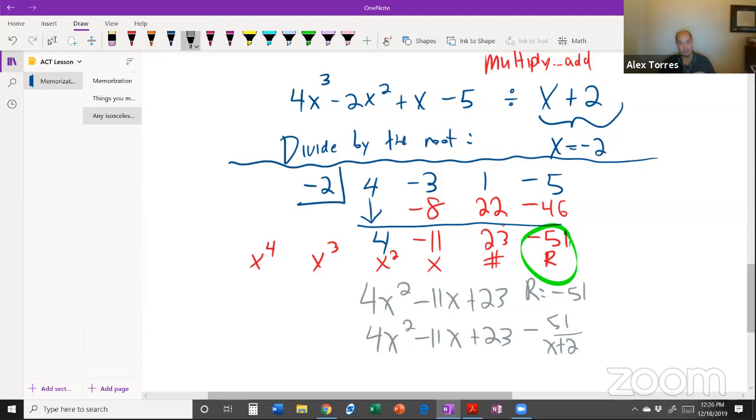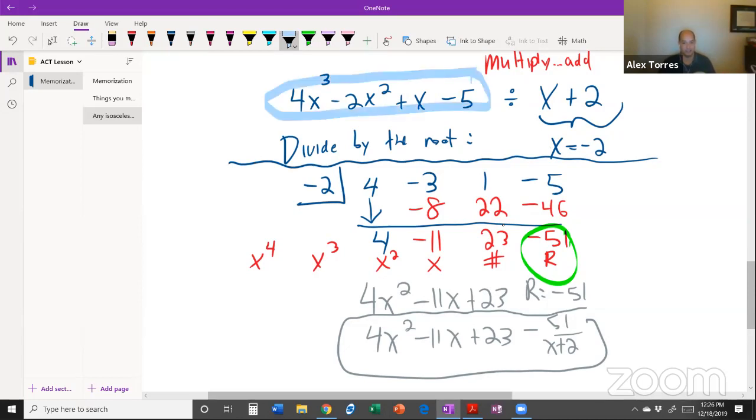So what are we saying? We're saying that this polynomial that we just got, when you multiply that by x plus 2, you would get this. You'd get the answer. So multiplication and division are obviously sort of backwards versions of one another.